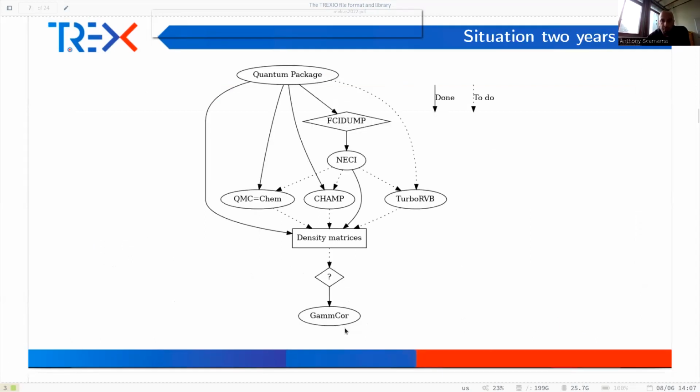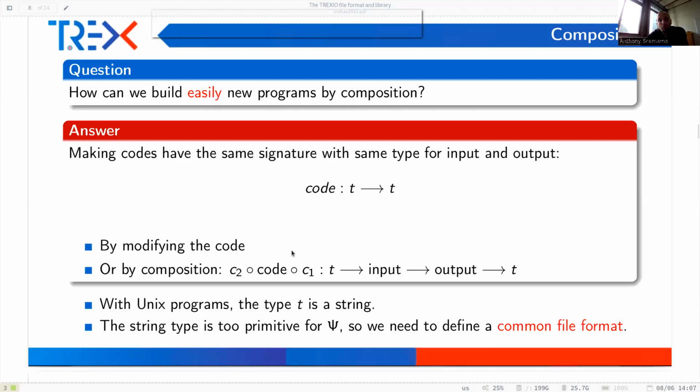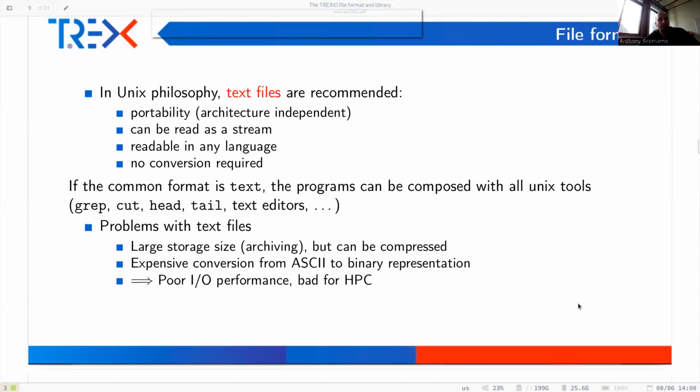We have seen in the QMC codes here that these codes need a wave function, and so if you want to transfer a wave function from one code to another, a string type is too primitive. It's probably more convenient to use something with more structure inside. So it's better to put some abstraction on this type and define a common file format that everybody is going to read and write.